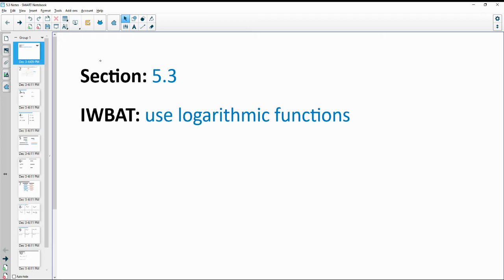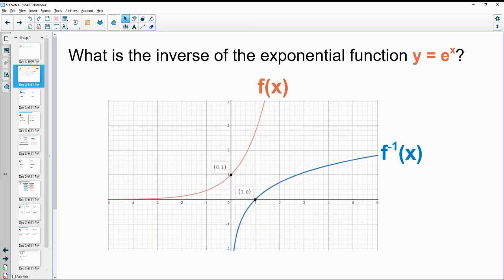In this video, we're going to look at how to use logarithmic functions. So logarithms are the inverse of exponential functions. It's how we undo an exponential. So in orange here, you'll see an exponential growth function.